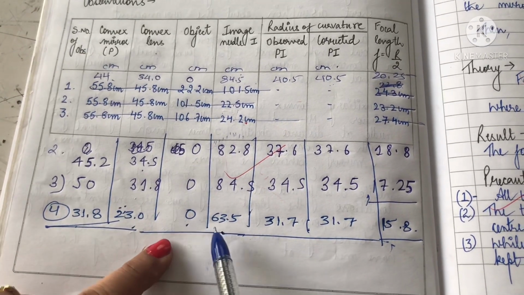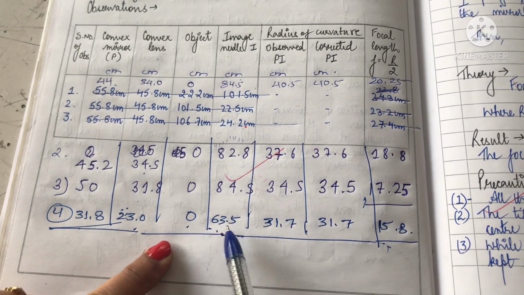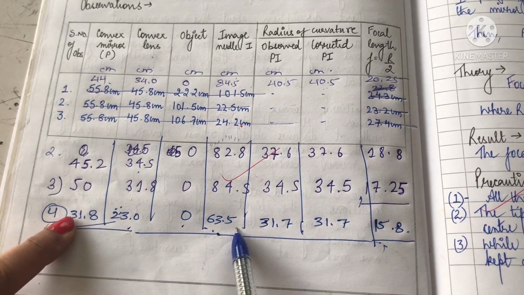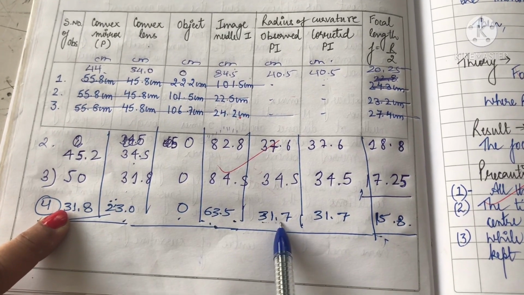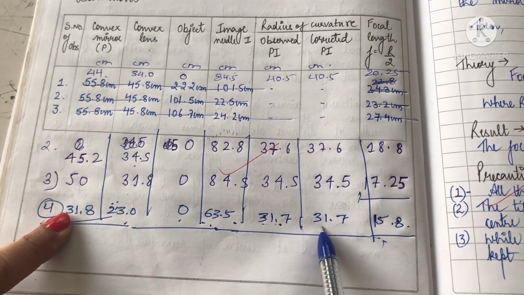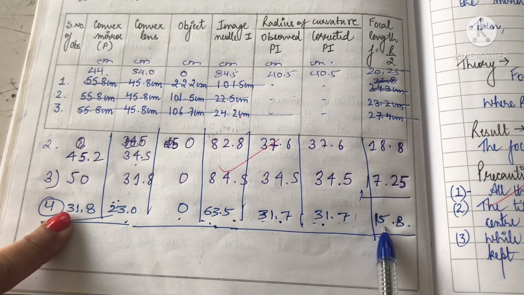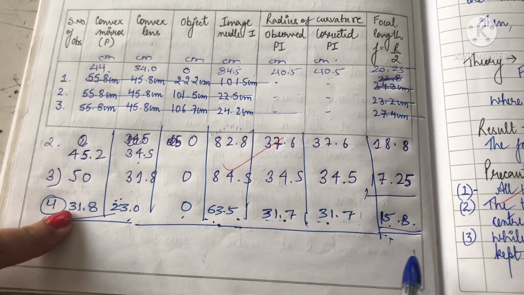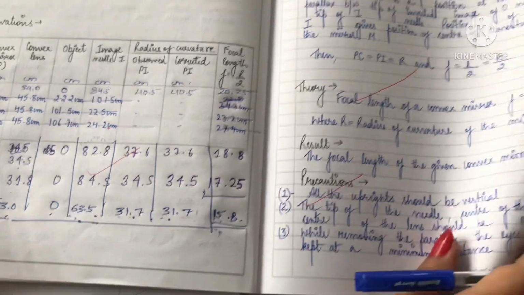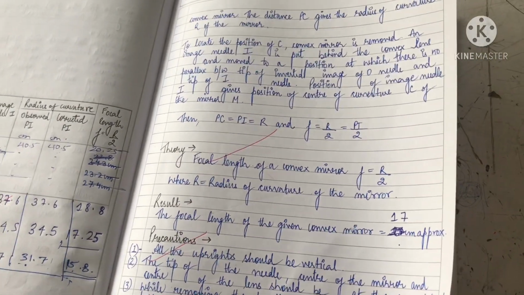So the difference between position of image and position of mirror is 31.7, and that is the radius of curvature, and half of this will be the focal length, so it is 15.8. We'll find out three readings and then we'll find out the average.